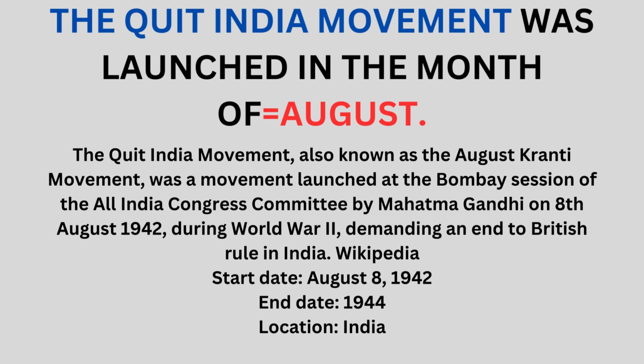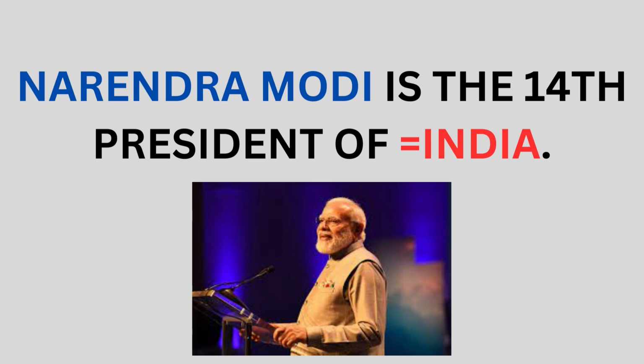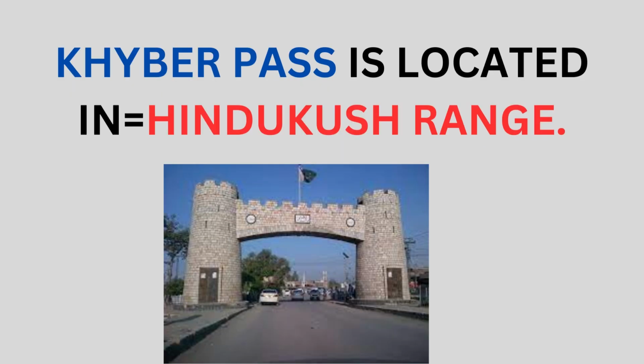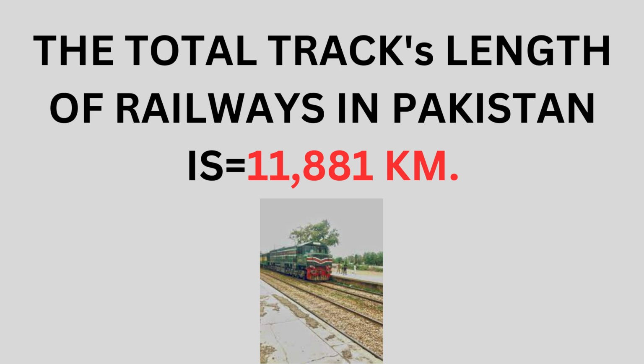And Zakir Hussain was the third president of India, and Modi is the 14th prime minister of India, and he belongs to the BJP political party. And Khyber Pass is located in the Hindu Kush Range, and Siachen Glacier is located in the Karakoram Range. And the total track length of railways in Pakistan is 11,881 kilometers.